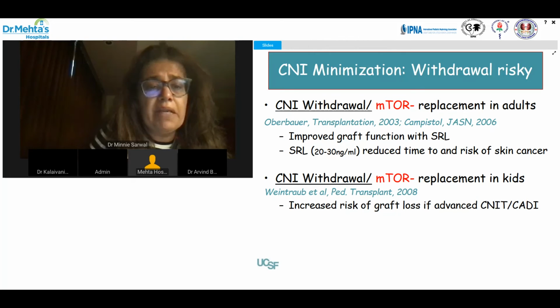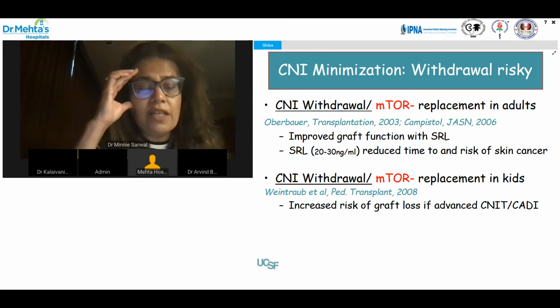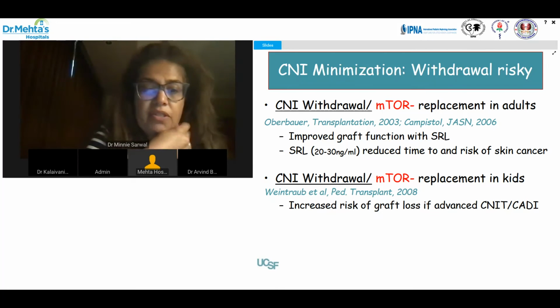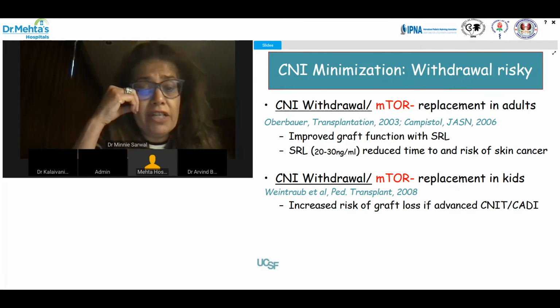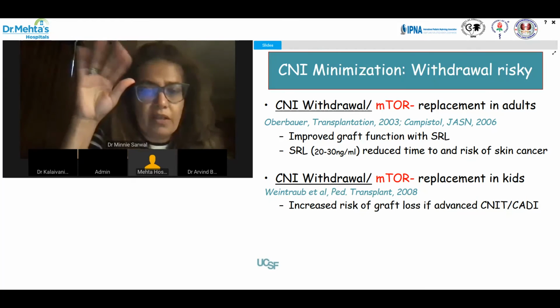Other trials have tried minimization after transplant. There is a withdrawal trial, which was withdrawing the CNI after transplantation, replacing it with an mTOR. This was done in adults. There was some improved graft function that was seen. There was some reduced time and risk of skin cancer. But in children, when we actually tried to do this, and in patients that had a lot of interstitial fibrosis and tubular atrophy, there was actually increased risk of graft loss. So it seems that CNI avoidance should be avoided.